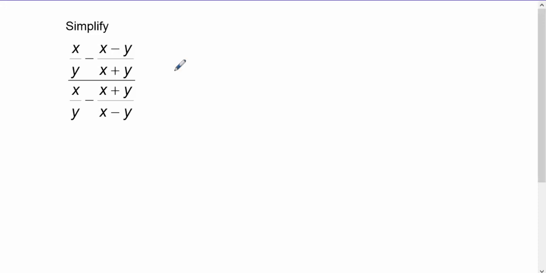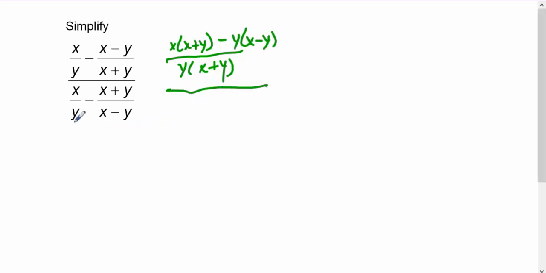So in this problem, I have a common denominator of y and x plus y in my denominator. Therefore, this term needs a multiplication of an x plus y. And this term needs a multiplication of a y. Over. This has a common denominator of y and x minus y. So my first term is going to need a multiplication of an x minus y. And my second term is going to need a multiplication of a y.